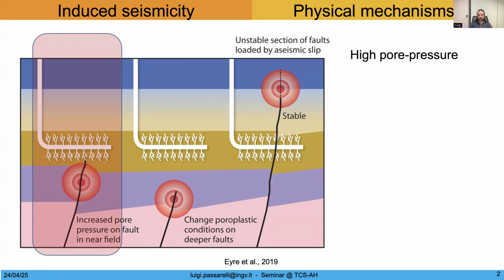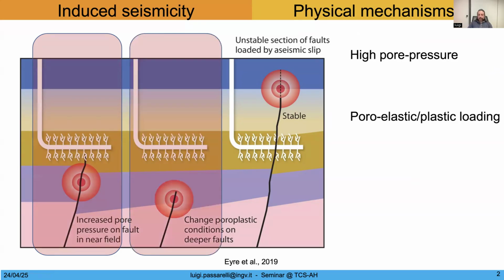in turn diminishes the effective normal stress and causes failure, and so seismicity on faults that are already there. Then there is a poroelastic response of the medium, so inject mass, and the poroelastic matrix can also load this fault and trigger it.